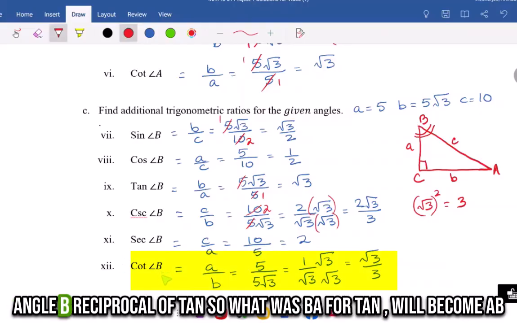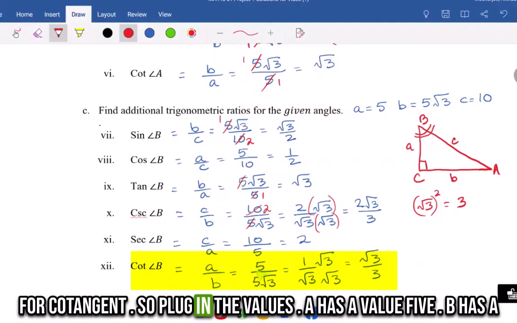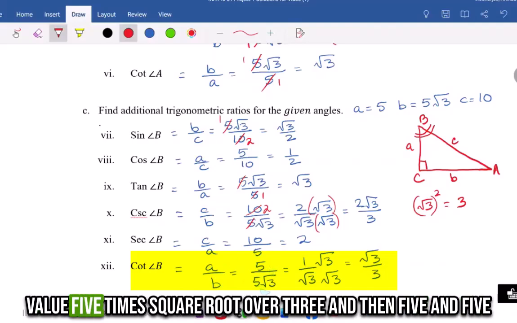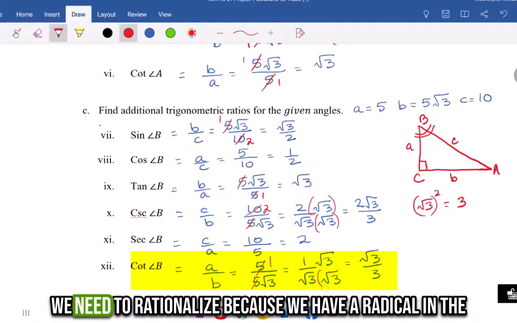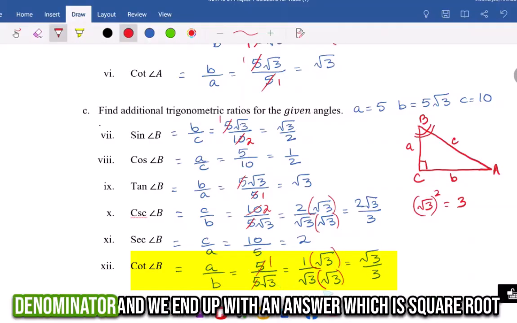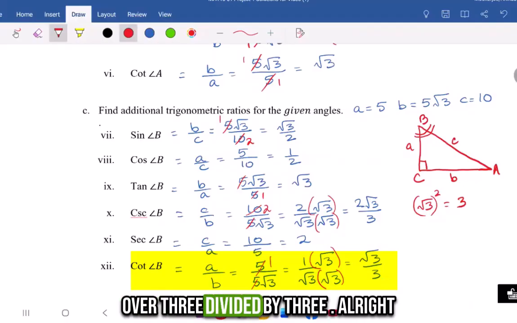Cot of angle B, reciprocal of tan. So what was B over A for tan will become A over B for cotangent. So plug in the values. A has a value of 5. B has a value of 5 times square root over 3, and then 5 and 5 divide. So we have 1 divided by square root over 3. Again, we need to rationalize because we have a radical in the denominator, and we end up with an answer which is square root over 3 divided by 3.